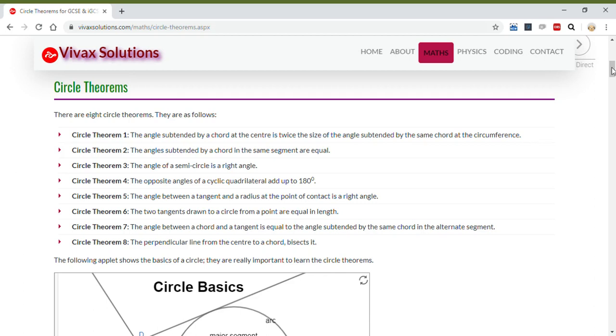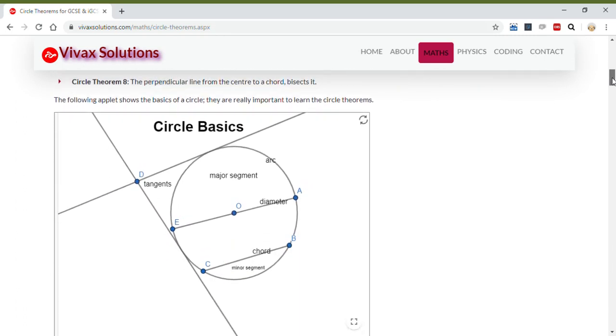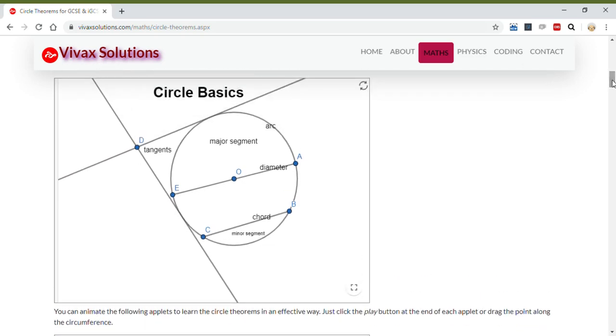In this tutorial, I am going to teach you circle theorems. There will be 8 circle theorems that I am going to discuss with you. So before starting the circle theorems, I am going to take you through some of the basics of a circle that will be helpful in understanding circle theorems.